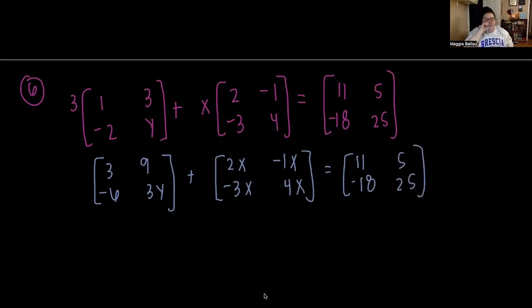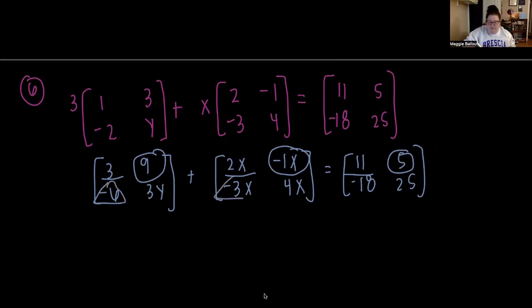I need to find x. So again, look at what you have. If I have a top left plus a top left, I have my top left. So 3 plus 2x is equal to 11. We can do that. You could do the next one: 9 plus negative 1x is equal to 5. Totally works because we just have one variable. Or the other option, negative 6 plus negative 3x is equal to negative 18. All 3 of those are starting points because you have one variable, one equation. So again, it doesn't matter which one you want to start with.